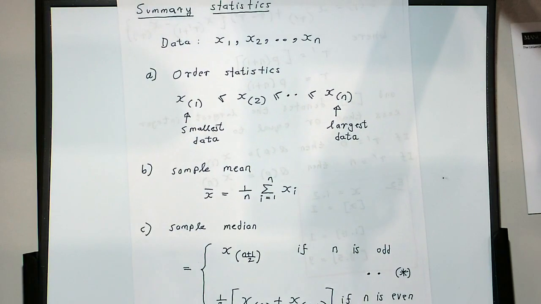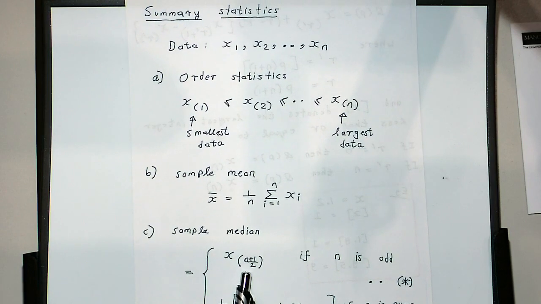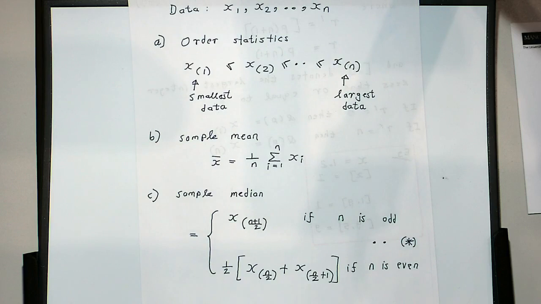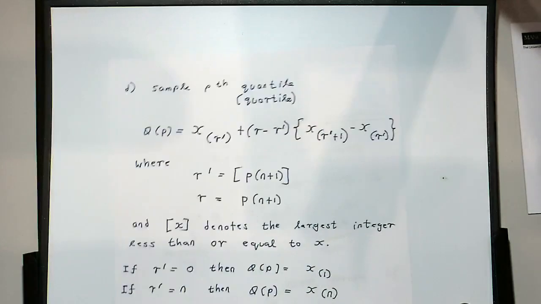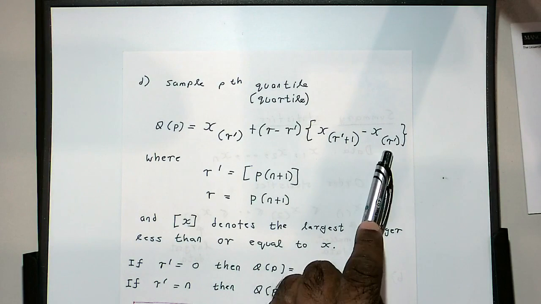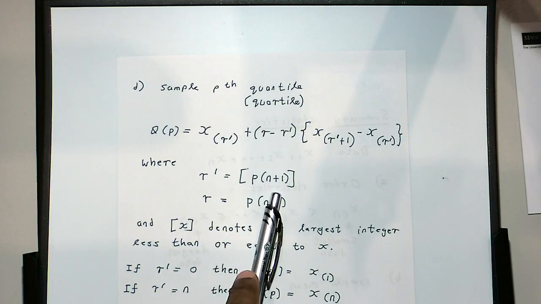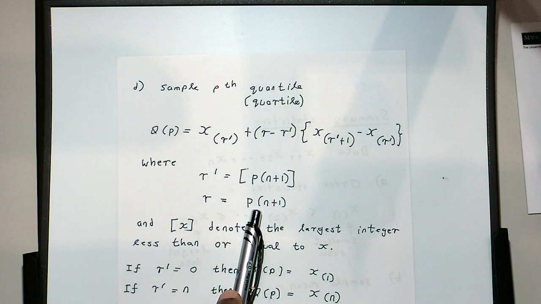So if n is an odd number, then the median is the middle number. If n is even, then it's the average of the 2 middle numbers, right? Then the pth quartile or the quantile is defined by this equation here, where r prime is the integer part of p times (n plus 1), and r is p times (n plus 1).